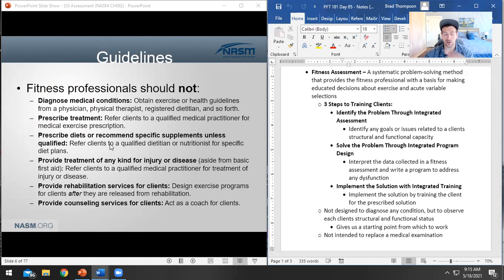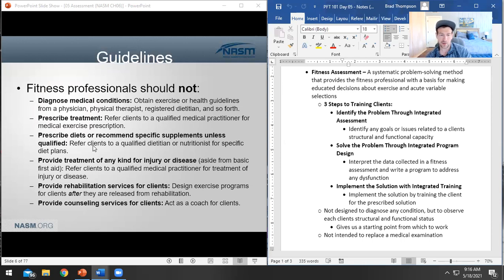So we don't diagnose medical conditions. We do not prescribe treatment. If your client needs treatment of any kind, send them to a qualified medical practitioner. We don't prescribe diets or recommend specific supplement use unless we are specifically qualified. That's kind of an interesting definition at the end there, that unless qualified thing. So we are not allowed to prescribe diets unless we are a dietitian. Like I said, nutritionists, right?